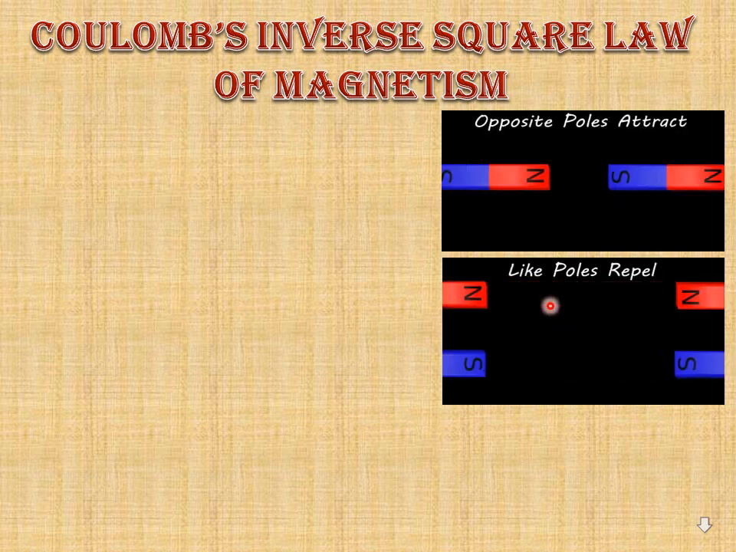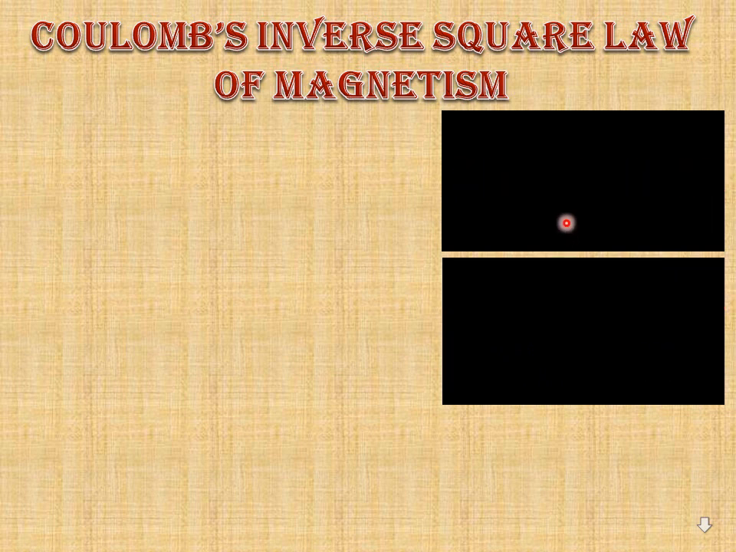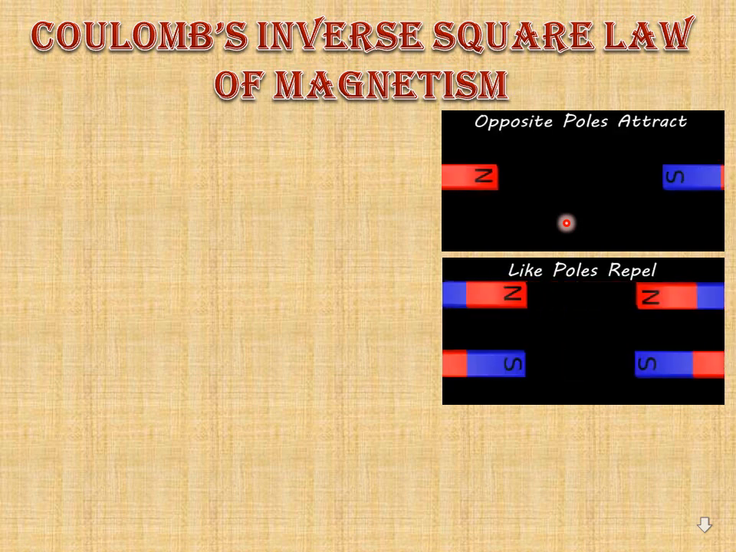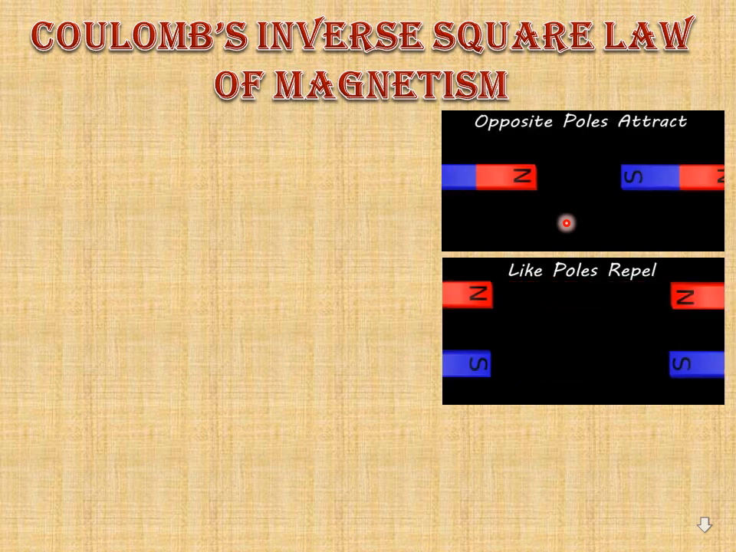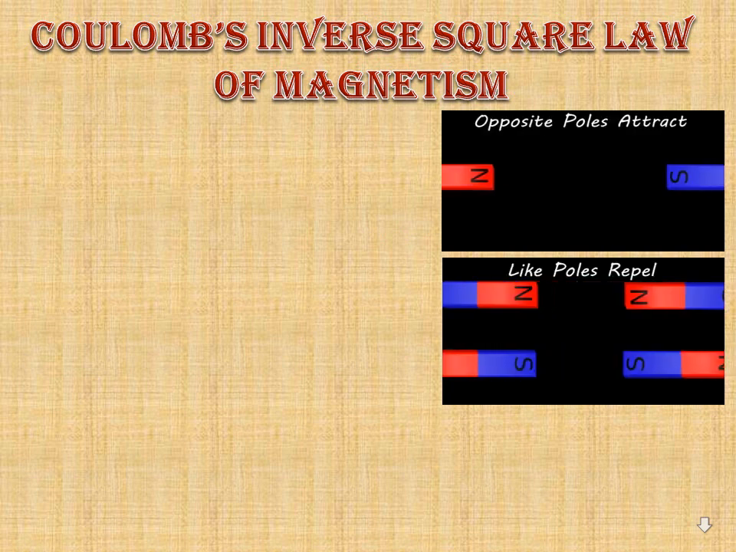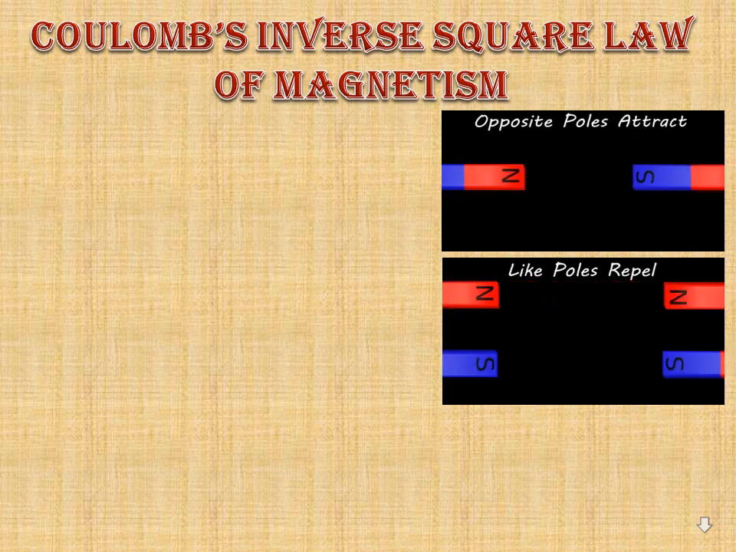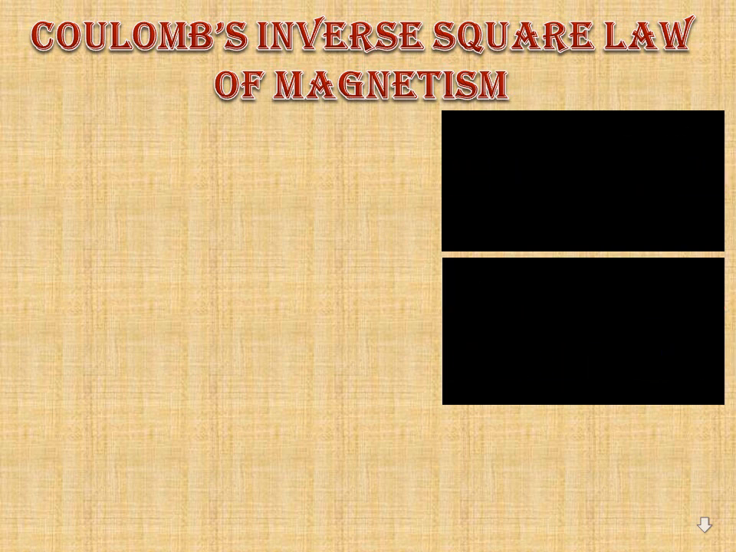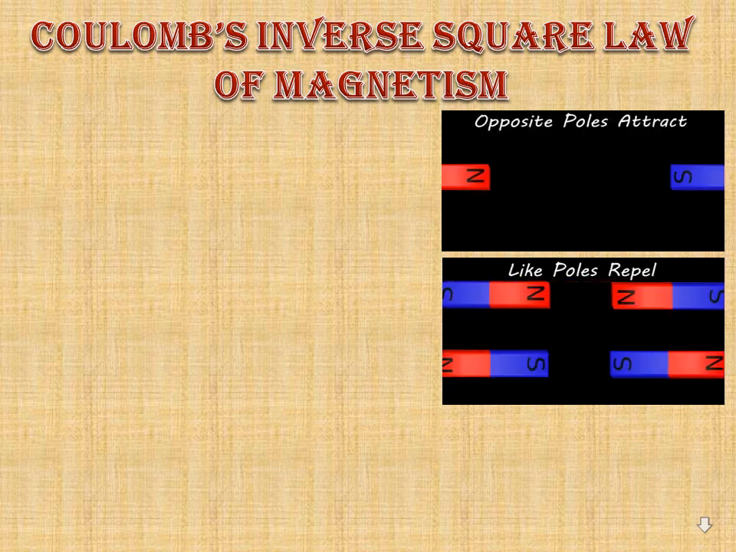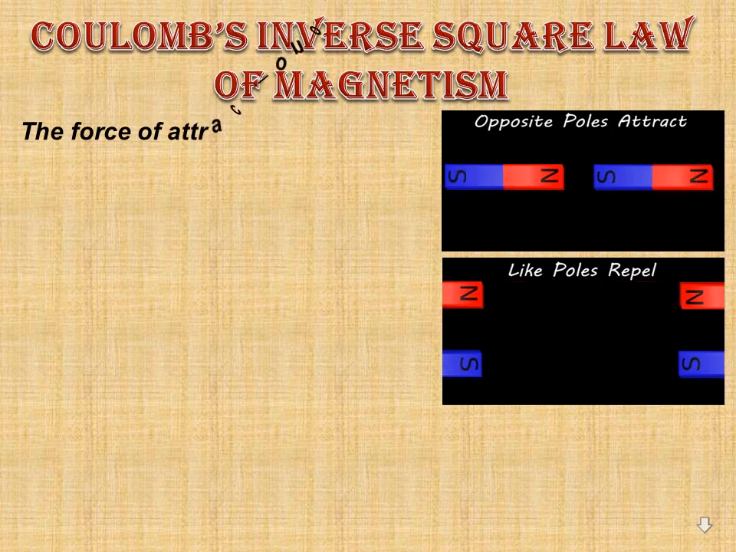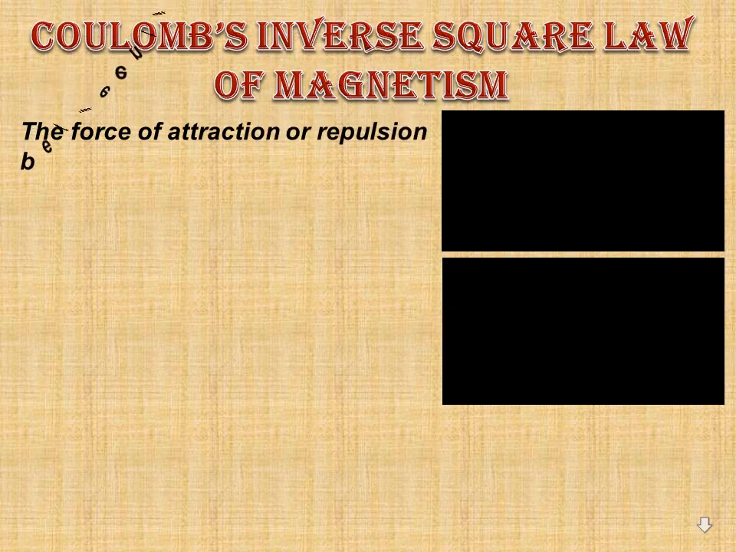But on the other hand, when the north pole of magnet A and the south pole of magnet B, or the south pole of magnet A and the north pole of magnet B, are brought closer, their poles attract each other, as you see here. This looks similar to Coulomb's law for static charges, which we studied in electrostatics. That means opposite charges attract and like charges repel each other. So using this, Coulomb defined an inverse square law for magnetism.